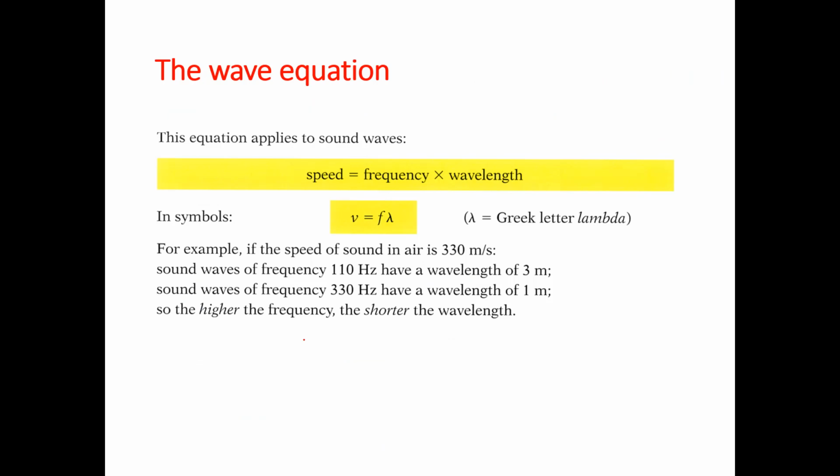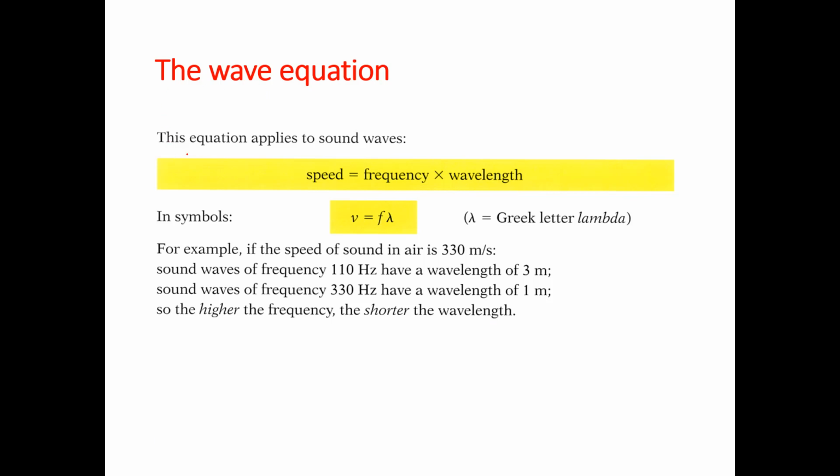The wave equation. As we explained in the previous lesson, we said that for waves, we can calculate some terms about waves. For example, we can find the speed, frequency, wavelength. How they are related to each other, or how they affect each other. Frequency and wavelength. Here is the relation between frequency and wavelength. The higher the frequency, the shorter the wavelength. What does that mean?